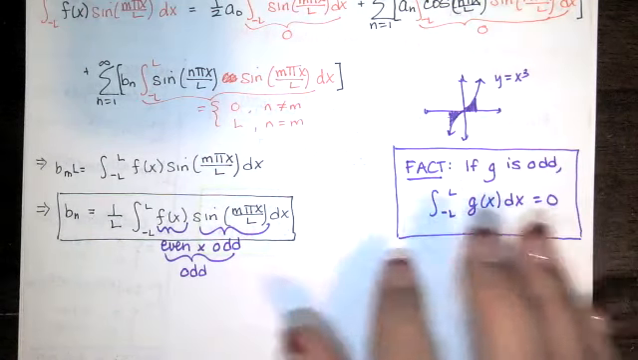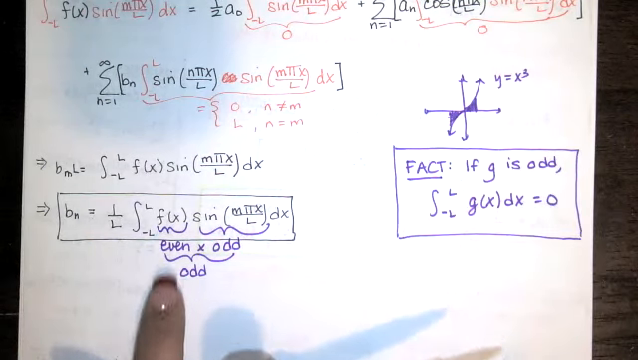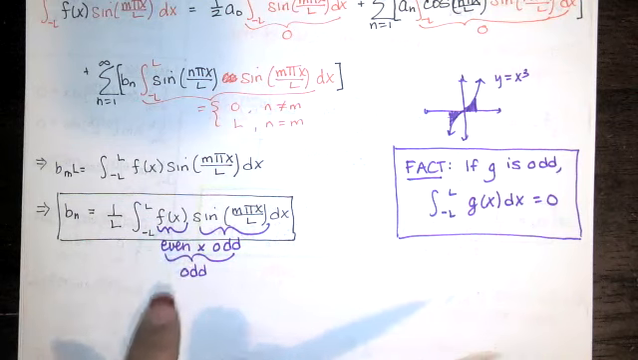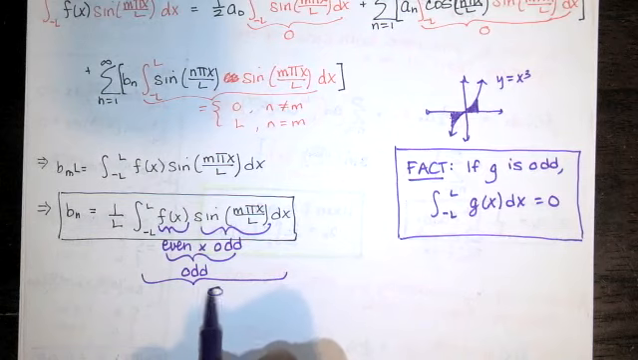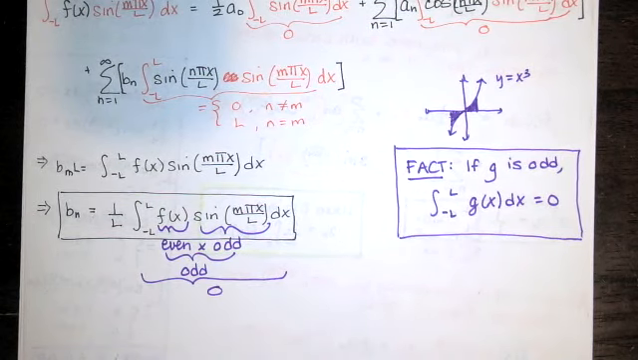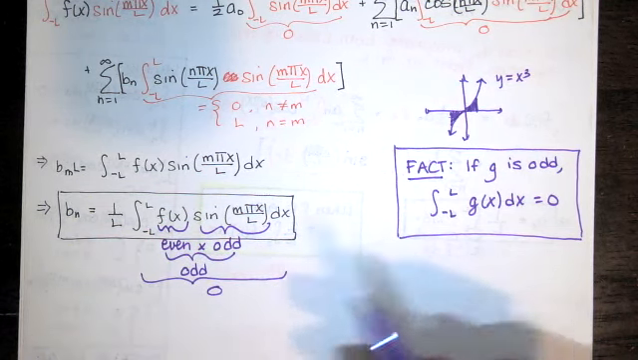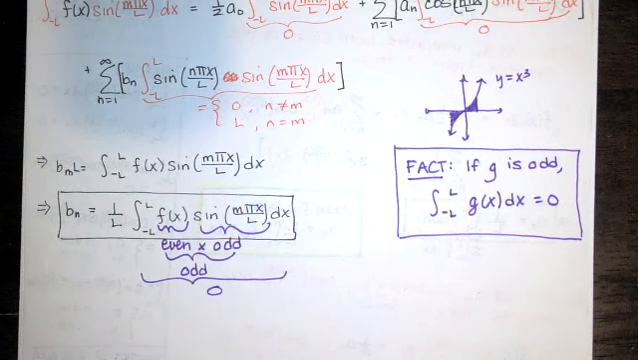So if g is odd, we get this. This is the integral from negative L to L of an odd function. That means all of that is 0. Okay, so that makes sense. That means our b sub n's are 0 if f is even.